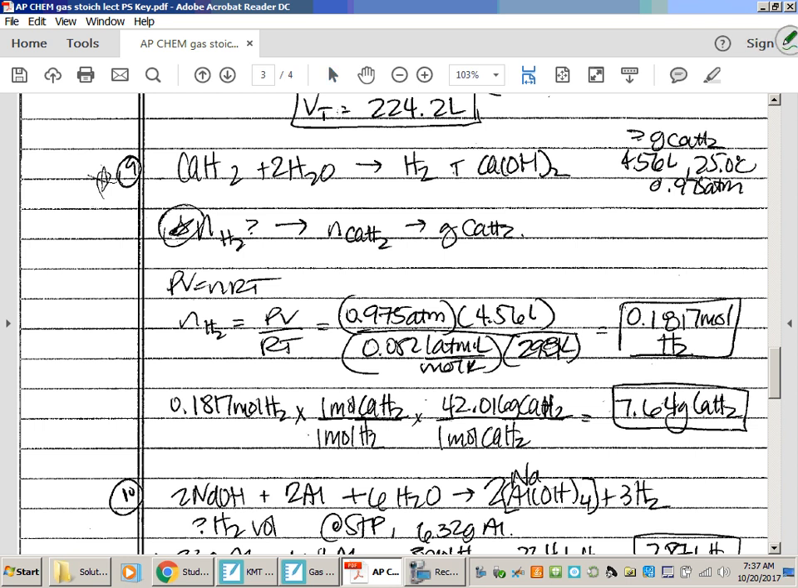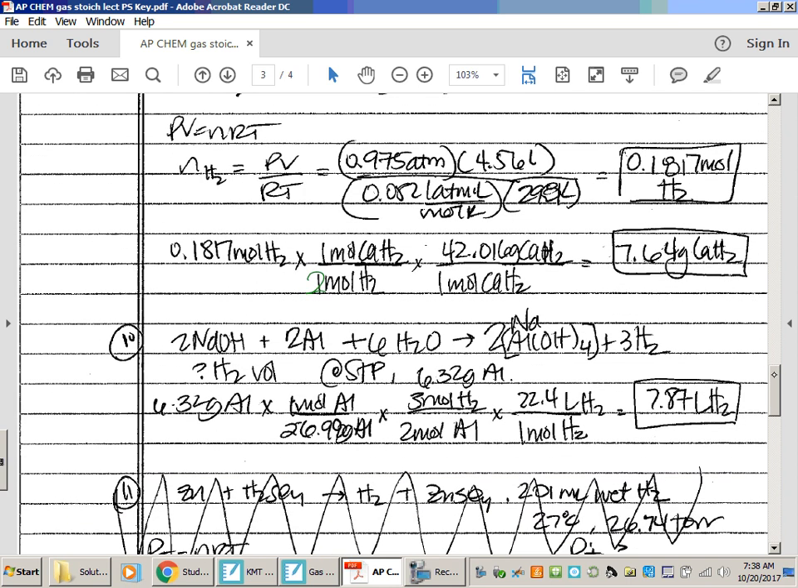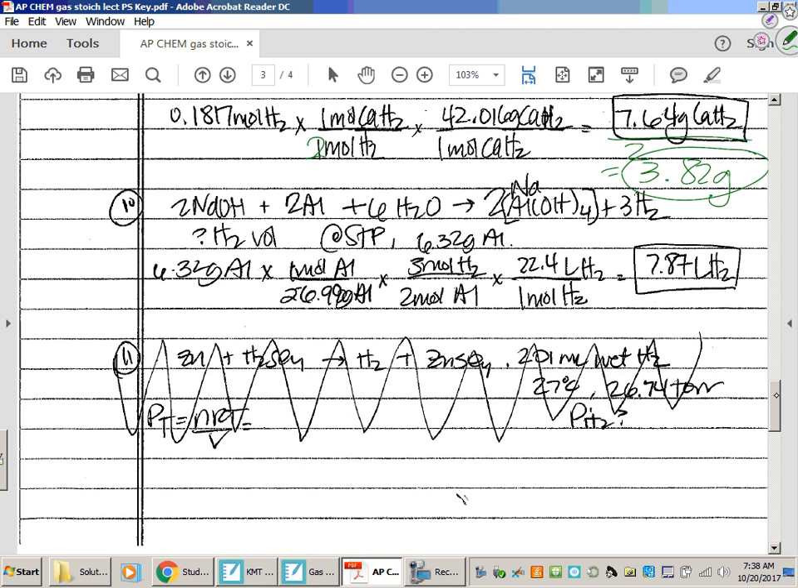That's supposed to be a 2. That would then impact our final answer to be divided by 2, so that'd be 3.882, thanks. So that's going to be our stoichiometry process from moles of hydrogen to moles of calcium hydride to grams of calcium hydride. Okay, last 2.